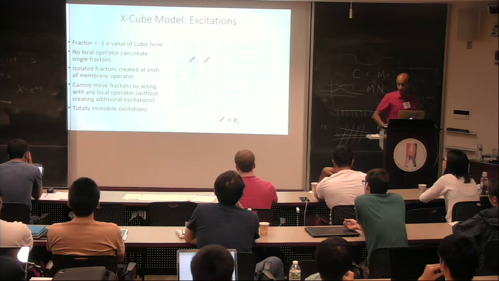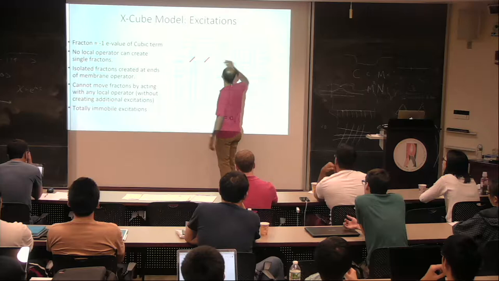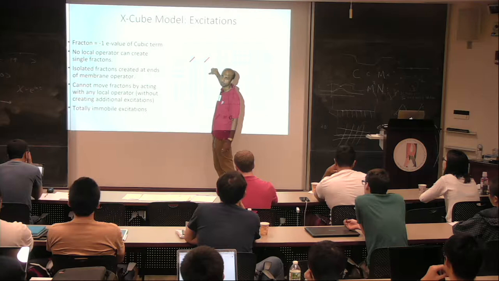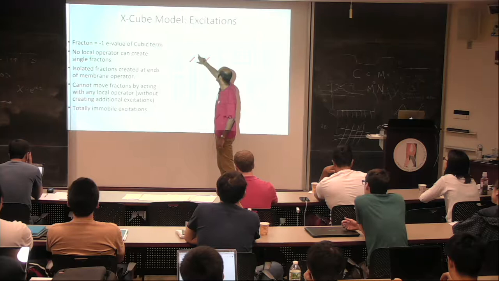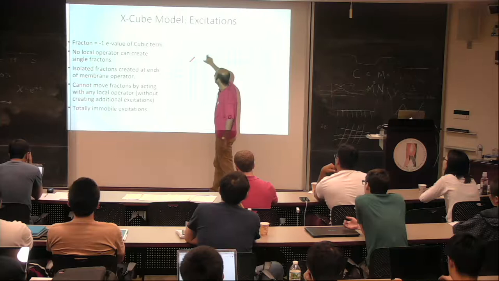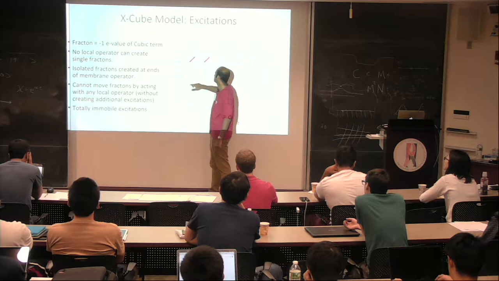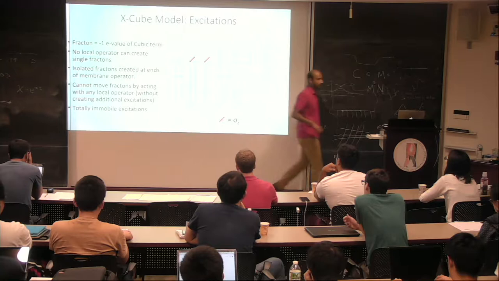Now let's imagine acting with a membrane of sigma Z operators everywhere here. Every cube in the interior of the membrane gets flipped four times. You multiply by minus 1 to the 4, it's still 1. Every cube along the edges gets flipped two times. Minus 1 squared, still 1. Every cube in the corner is flipped just once. So if you act with a membrane of sigma Z's, you end up with four unhappy cube excitations on the four corners of the membrane.